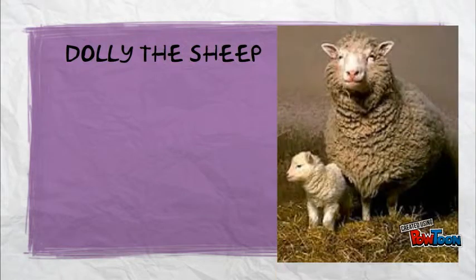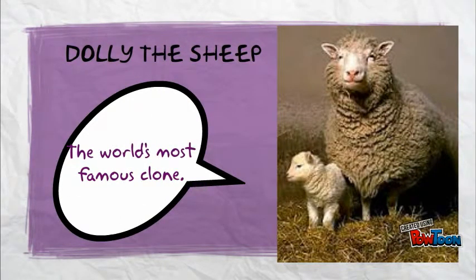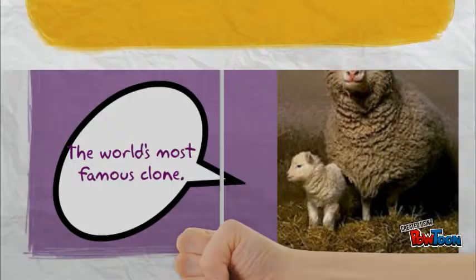Dolly the sheep is the world's most famous clone. She is the first mammal to be cloned from an adult somatic cell using the process of nuclear transfer. Dolly was born on 5th of July 1996 and was euthanized on 14th of February 2003, aged 6.5.